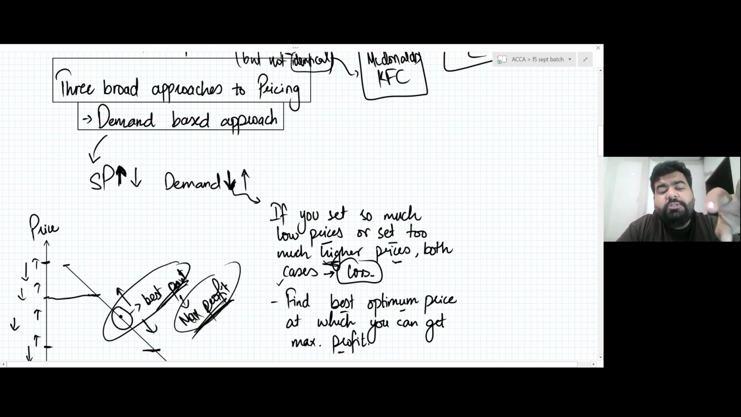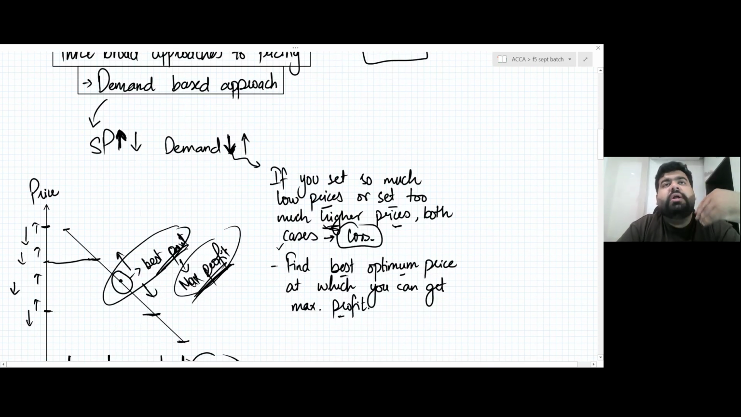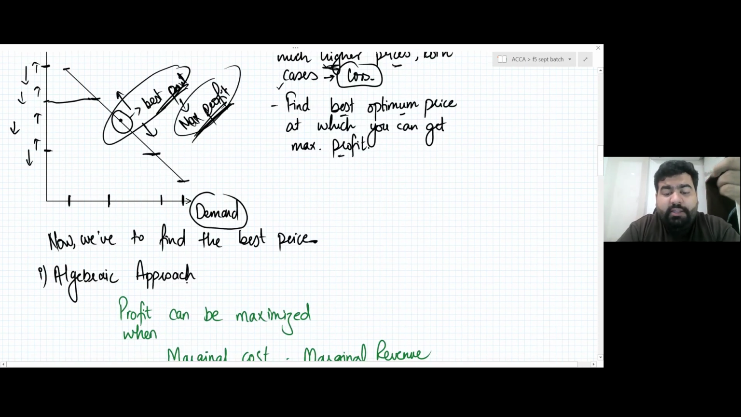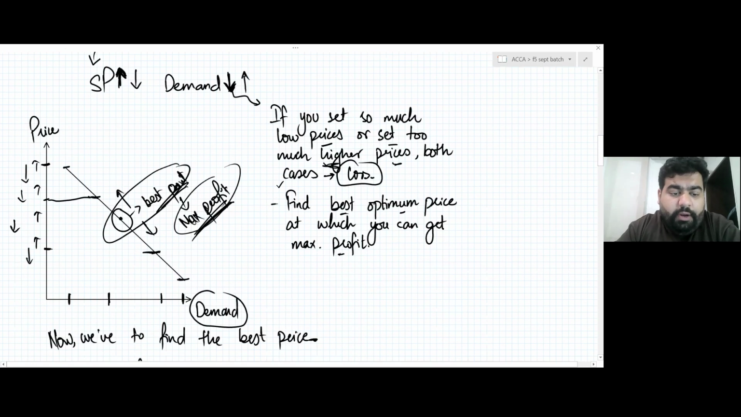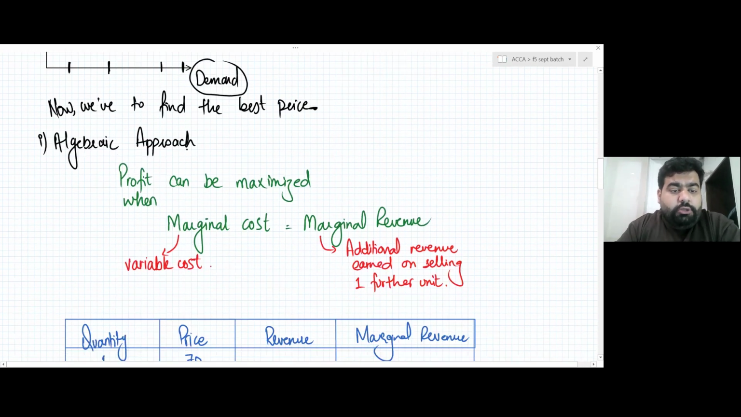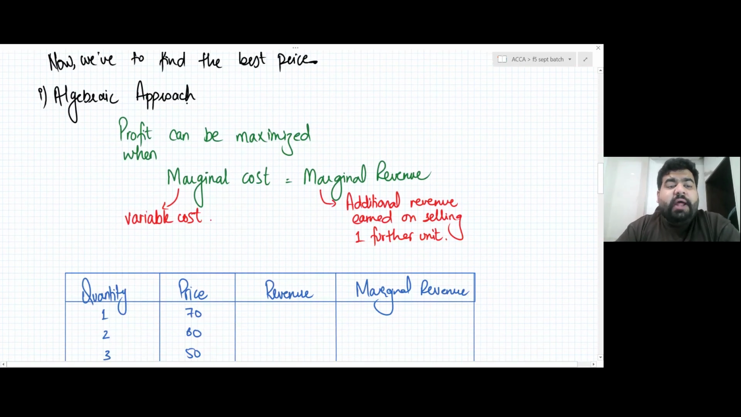For the demand-based approach, we come to know that setting the selling price too high or too low can lead you to a loss. You have to find the best point. So we are going to find that best point under the demand-based approach. Remember, we are still under the demand-based approach. The first approach we have to do is the algebraic approach.